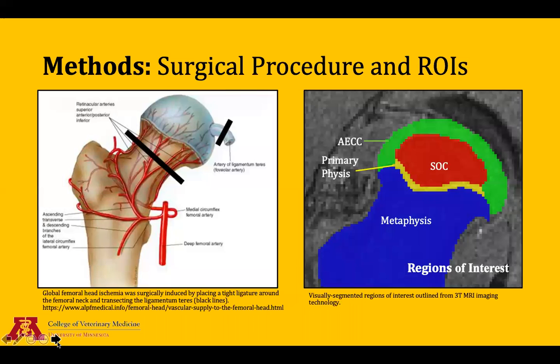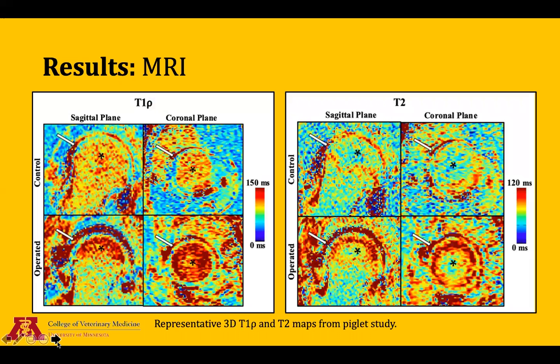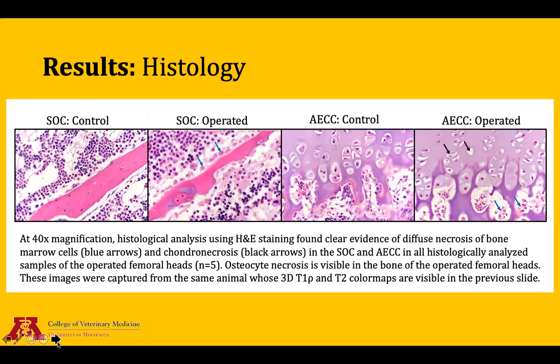Ischemia was induced by ligating the ligamentum teres and retinacular arteries supplying the femoral head, as depicted in this diagram. All regions of interest are also outlined for visualization. By observing MRI color maps, we can identify a clear increase in T1ρ and T2 values in both the SOC and AECC in the operated versus contralateral control femoral heads 1 week after induction of ischemia.